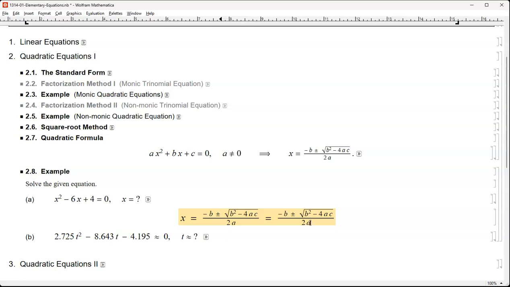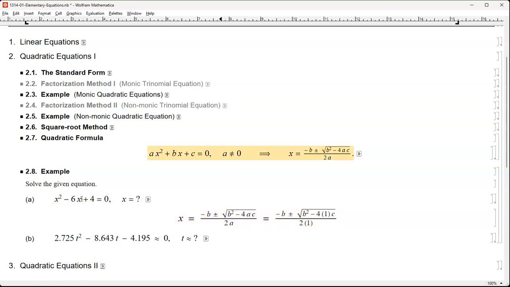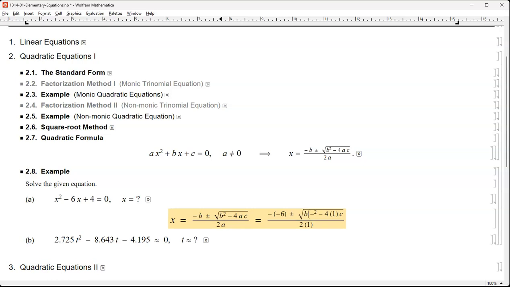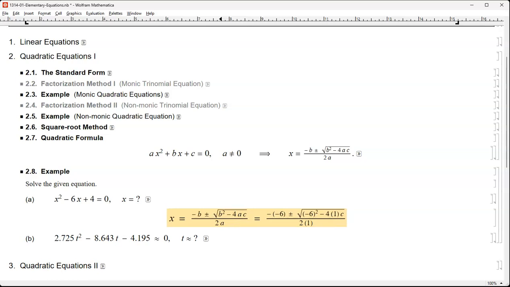Okay, in place of a, let's put in a value. A value is 1 in this case, right? Nothing is here, that means 1 is hidden. So here, in place of a, 1 is hidden. Now how about b? b is negative 6. Here we have plus b, and this is minus 6, so negative is hidden. So in place of b, and then in place of b here, and finally what is c? c is 4.